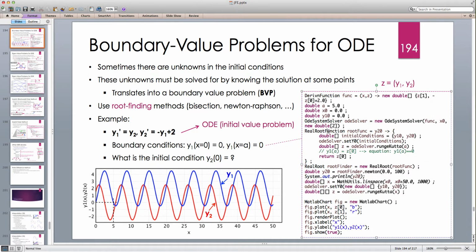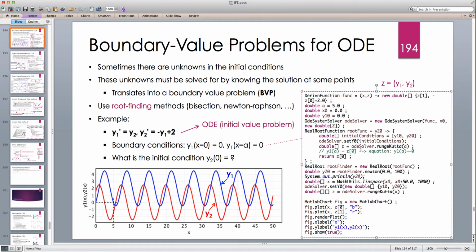So I have to define a real root function, root func. The variable is y2 at 0, and I create the array of initial conditions for the ODE, because eventually I have to solve the ODE, right? Each time I'm trying a different y2 0, I have to solve the ODE. So the initial conditions are y1 0, which is fixed, and y2 0, which is the variable of this root function. Then we set the y0, the initial conditions for the ODE system solver, to these initial conditions, and then we find the solution at x equals a using, for example, the Runge-Kutta method.